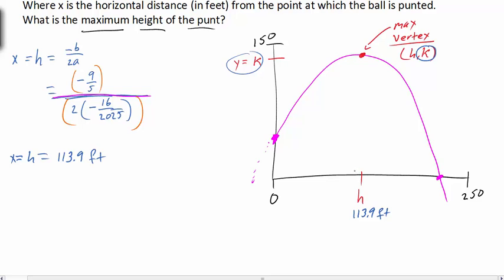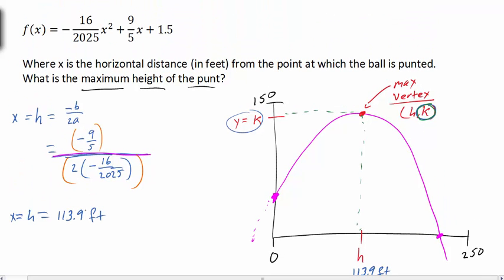But then the question we're looking for is how high. We want to know how high this distance, which would be the y value that's over here. So that means we need to find this k value of the vertex. Well, that's easy enough. We know the x value is here, so we simply need to plug this into our function. So that means we're going to take f of 113.9, and we're going to plug that into the function.